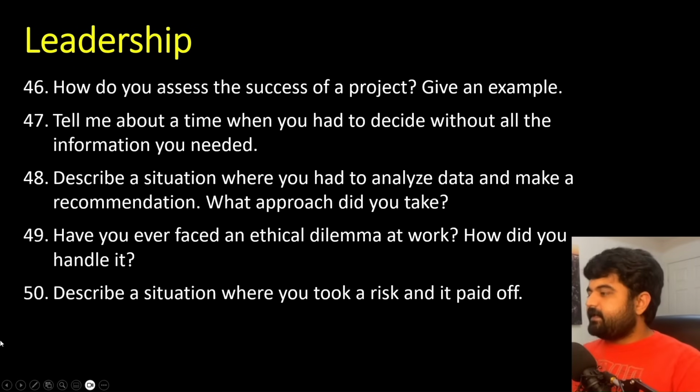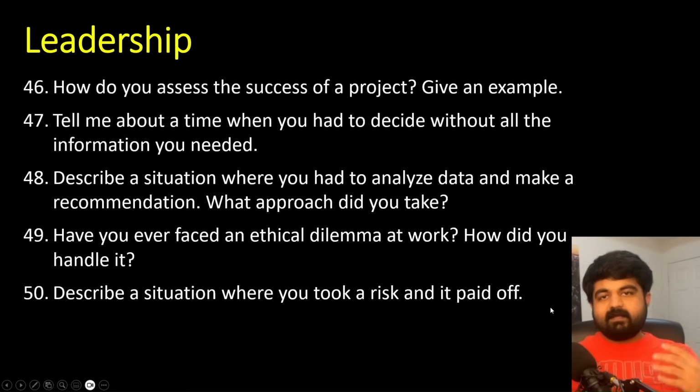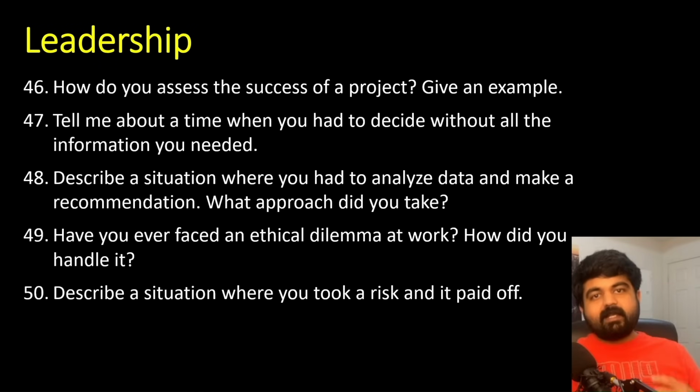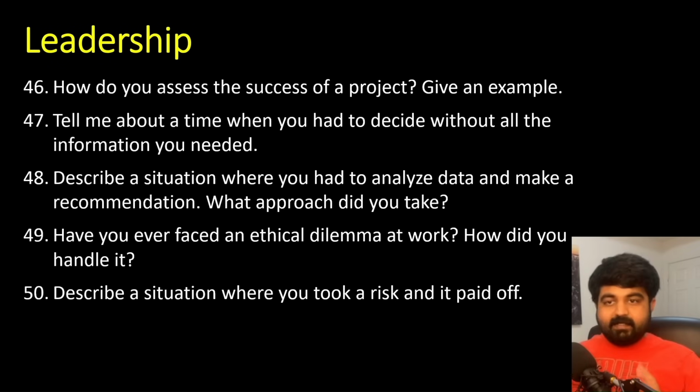Okay. The next one is, describe a situation where you had to take a risk and it paid off. Once again, take a calculated risk, understanding all the information. Maybe you have all the relevant data, maybe you don't. If you have the data, how would it impact your judgment? If you don't have the data, how would it impact your judgment? So think of these things, and this concludes all the 50 answers.